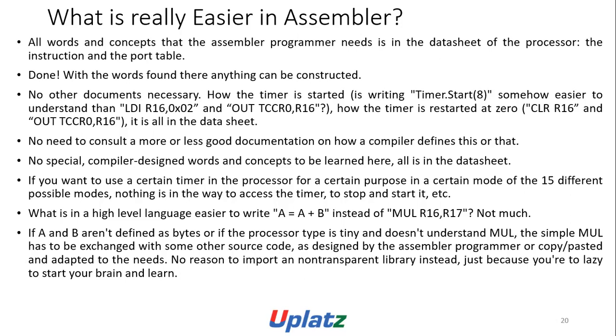What is easier to write in the high-level language? A equals A plus B instead of CLR R16 or something? Not much. If A and B are not defined as bytes, or if the processor type is a tiny and does not understand MUL, the simple MUL has to be exchanged with some other source code, as designed by the assembler programmer or copy-pasted and adapted to the needs. No reason to import a non-transparent library instead, just because you are too lazy to start your brain and learn.